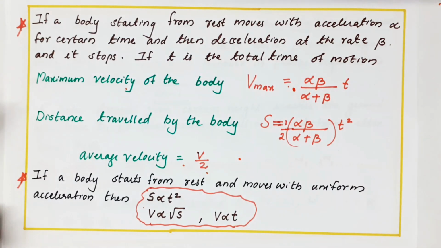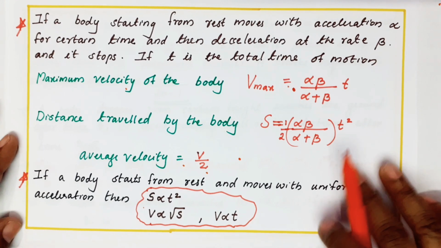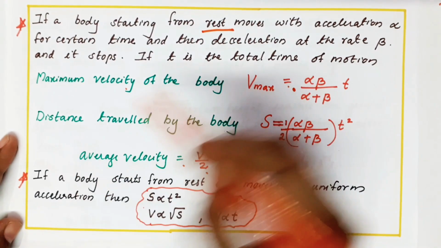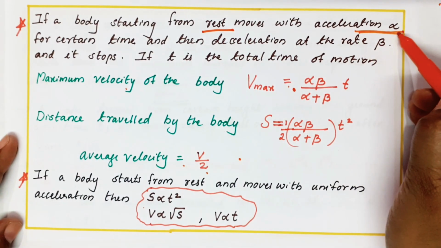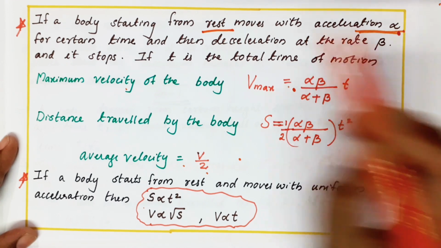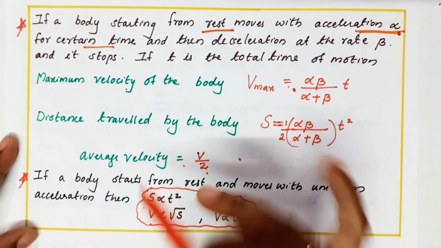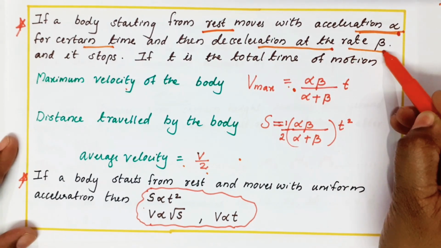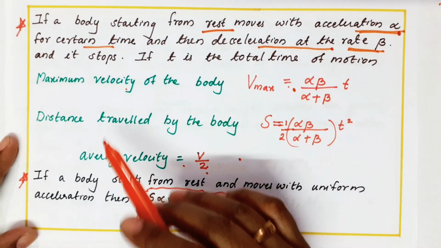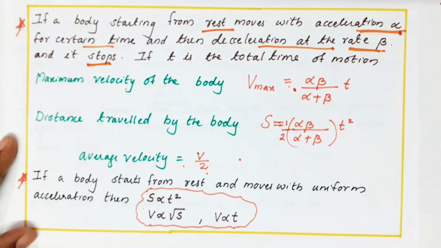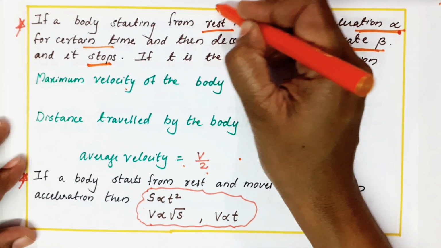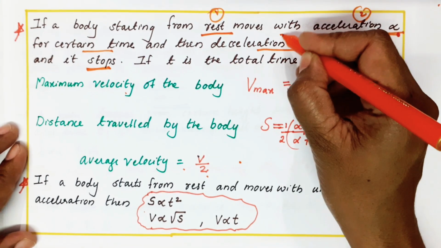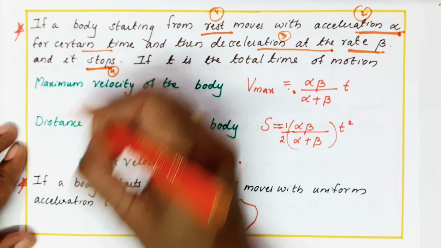Now, this is another main shortcut equation we use in this chapter. If a body starts from rest, so first hint, the body is starting from rest and moves with an acceleration alpha. After that, it is accelerating for a certain time. We don't know how much time, it is accelerating for some time. Then it is doing deceleration at a rate of beta, and after that it is stopped. So four cases they are telling. First, the body is at rest. Then the body undergoes acceleration. Then the body undergoes deceleration. After that, the body gets stopped.